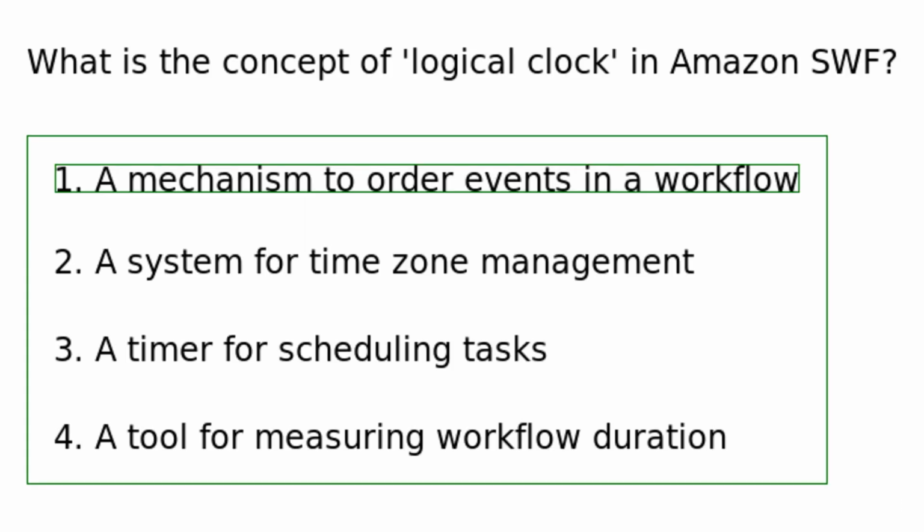The logical clock in Amazon SWF is a mechanism to order events in a workflow. It ensures that the sequence of events is consistent across all components, even if they're running in distributed environments with different physical clocks.